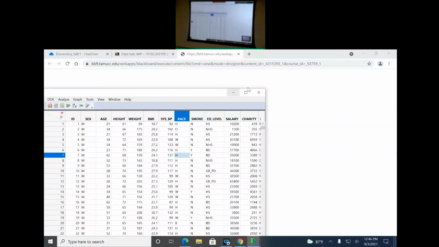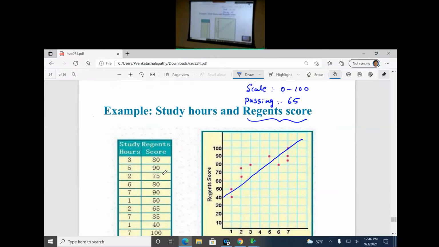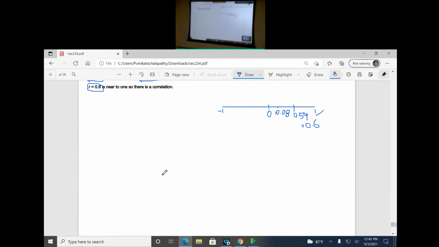Okay, so that's it about your section 2.3 and 4. The only thing we are left with is regression. Okay, so that concludes your chapter 2, and we are at the end of chapter 2, so we will have a quiz on Tuesday, and it includes everything we studied in chapter 2.